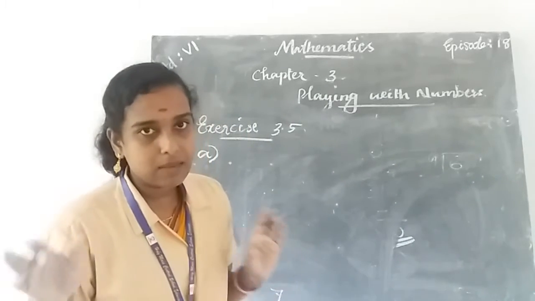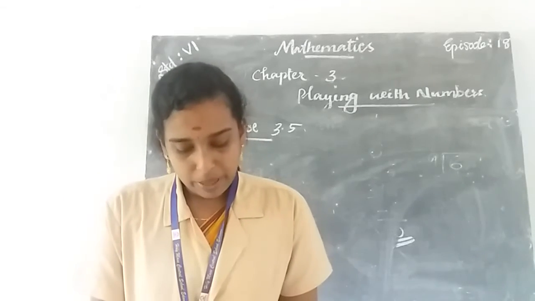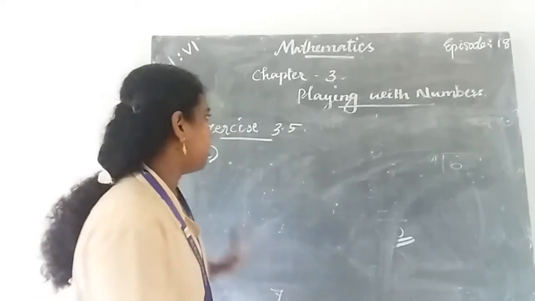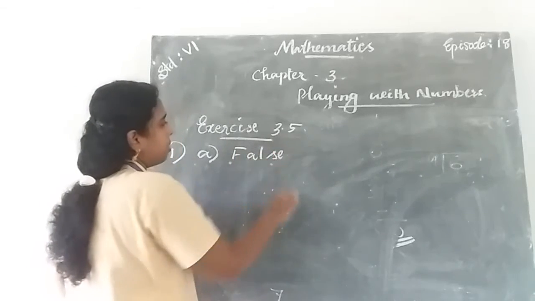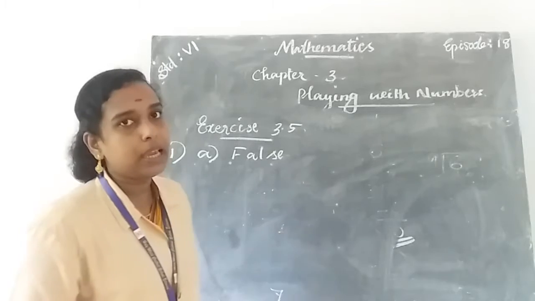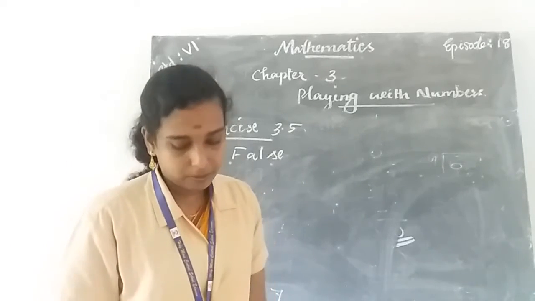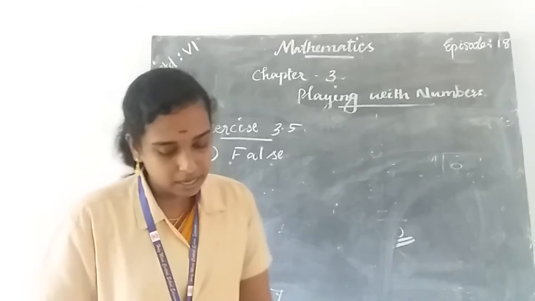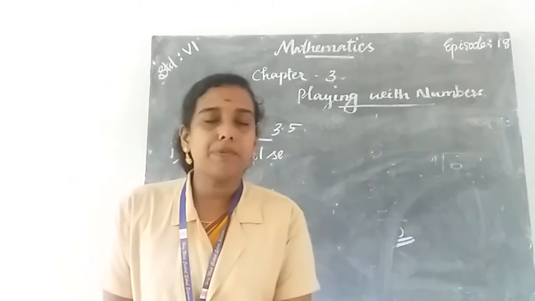If a number is divisible by 3, then that number need not be divisible by 9. So the statement is false. Example, 6 is divisible by 3, but 6 cannot be divisible by 9. And the second statement: if a number is divisible by 9, it must be divisible by 3.